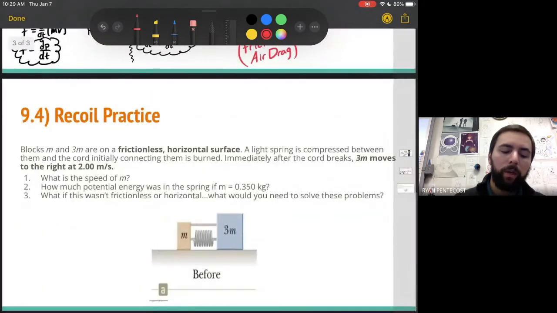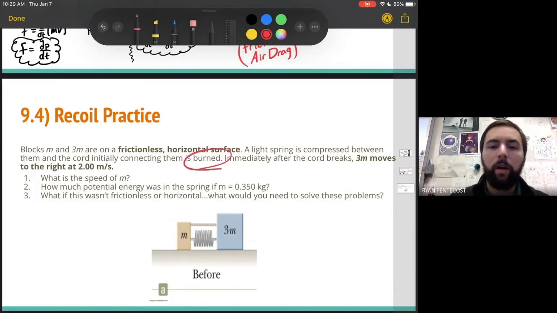Now we've got one recoil practice, and then we'll wrap this up. We've got these two blocks, block M and 3M, on a frictionless horizontal surface. A light spring is compressed between them, and the cord initially connecting them is burned. A burn on a cord usually means a clean break. If you cut it, there is possibly some tension, like if the knife or scissors don't cut perfectly, then there's some jostling of the objects. That's why sometimes you'll see that a cord is burned in a physics problem.